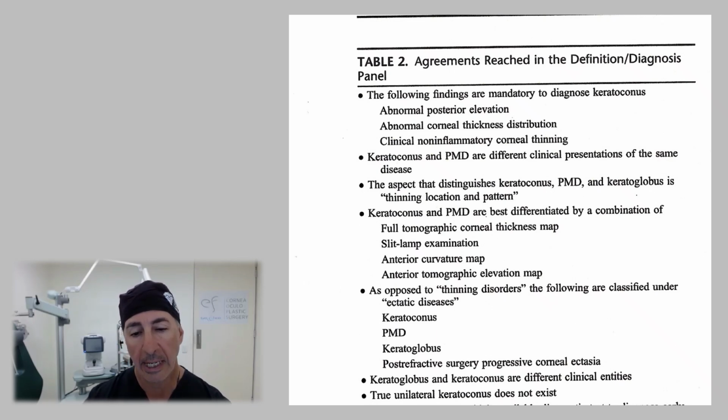Next point, second last point there, keratoconus and keratoglobus are different entities. So same problem, but they present differently. That's all that means. And finally, the key one there at the bottom, true unilateral keratoconus doesn't exist, which means you don't get keratoconus in one eye, it's always in both. Pretty simple stuff.